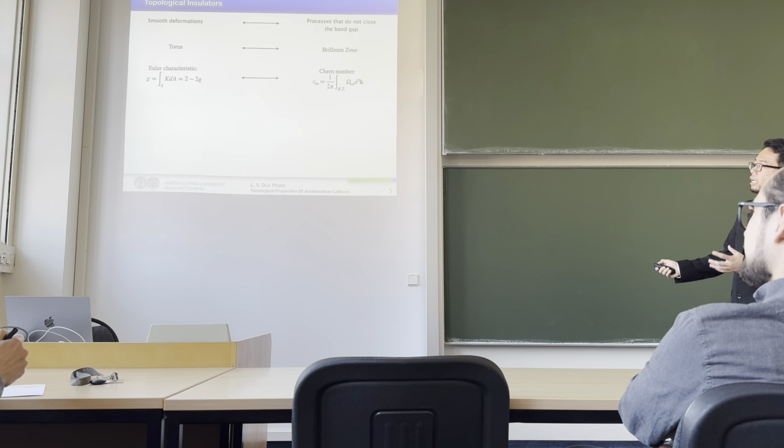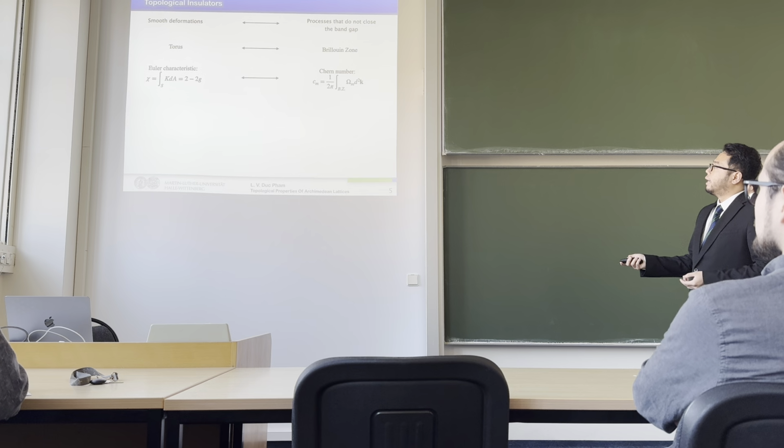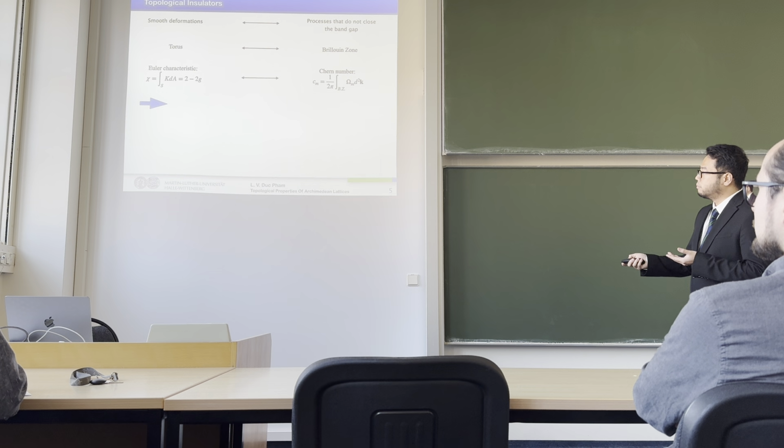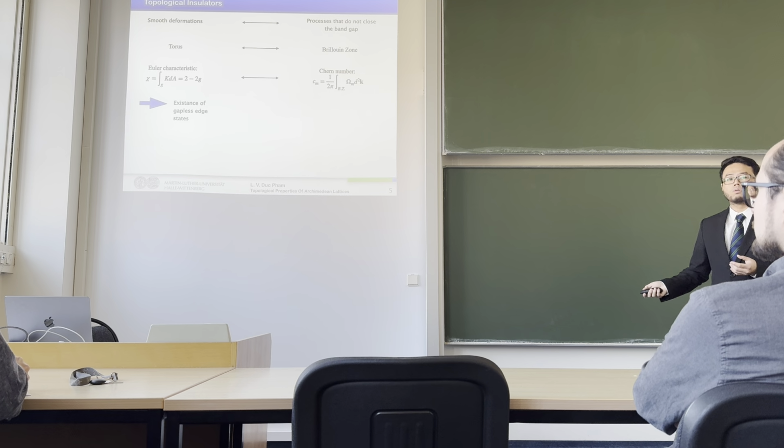And instead of integrating over the whole surface of the object, you integrate over the whole Brillouin zone, and when you divide the integral by 2 pi, you will also obtain an integer. And as a consequence of classifying matter with respect to their topological properties, we realize the existence of gapless edge states. And this can be explained by a hand-waving argument as follows.